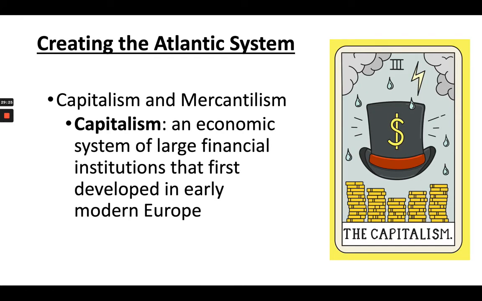Okay, let's talk a little bit about the Atlantic system in general. So this is an economic system, right? It is during this time you have the emergence of capitalism. Capitalism is an economic system of large financial institutions like banks, stock exchanges, and investment companies that first developed in early modern Europe. This economic system allowed for the expansion of credit and would allow for merchants and investors to work far from home. We've already defined mercantilism.